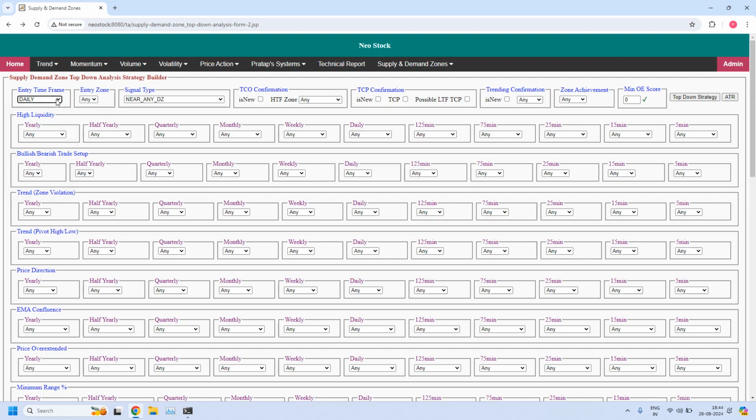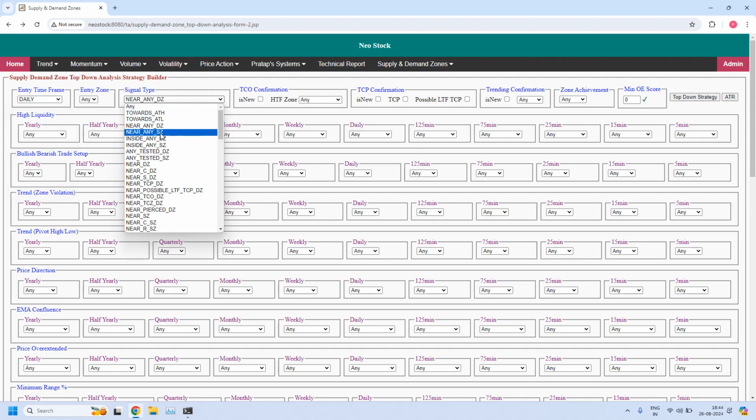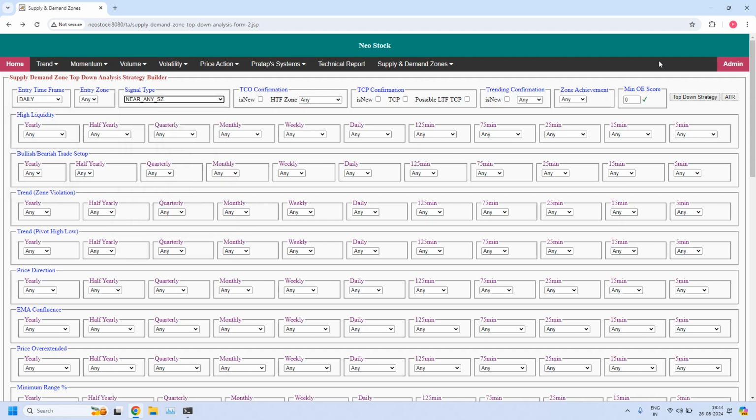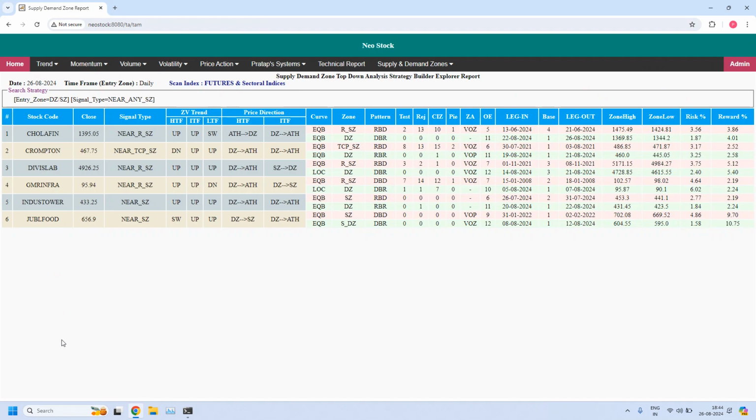Next, for the daily time frame, let us find the stocks near the daily supply zone. 6 stocks are filtered near the daily supply zone. And let us identify the high liquidity zones from the list. The first stock is a pierced zone. You cannot plan a trade. Second one, Crompton, is also pierced, so you cannot plan the trade.